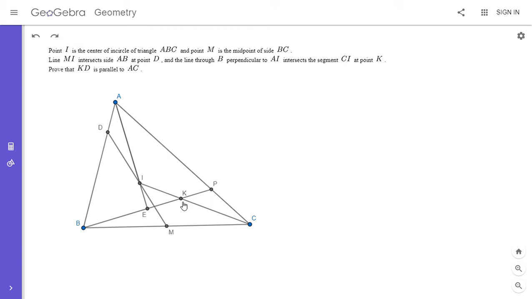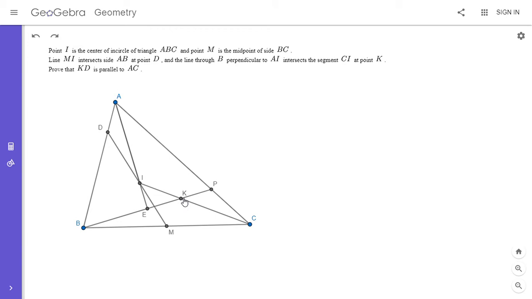When you see lots of intersections like this, sometimes it's a good idea to use projective geometry. That's exactly what I did here. In any solution with projective geometry, you can usually also use Menelaus, but projective geometry often makes it easier. We want to show that KD is parallel to AC, and one way to show that two lines are parallel is to show that they meet at the point at infinity. That's what I'm going to try to do here.